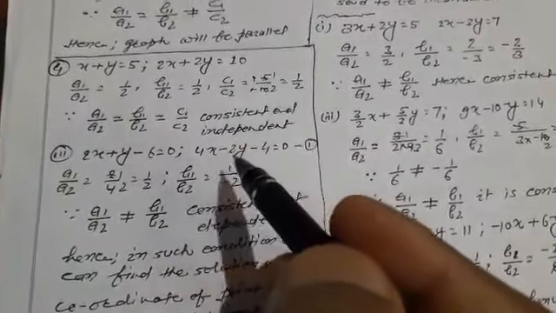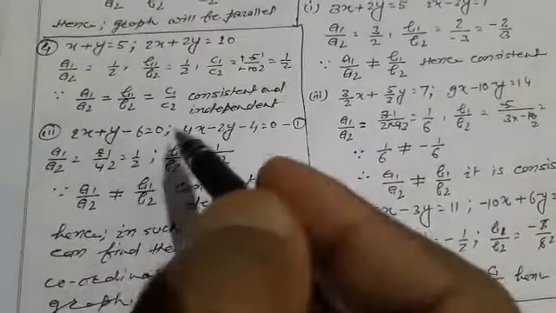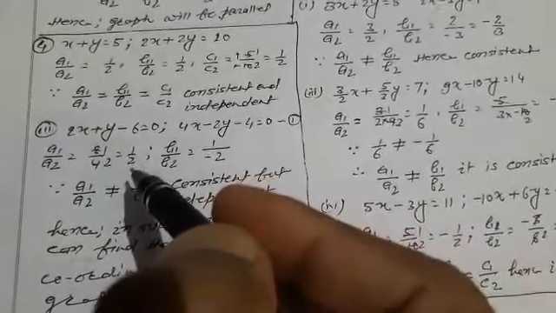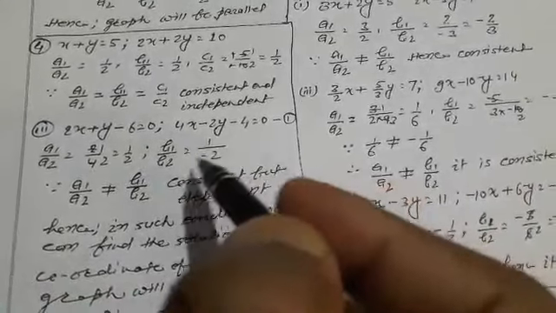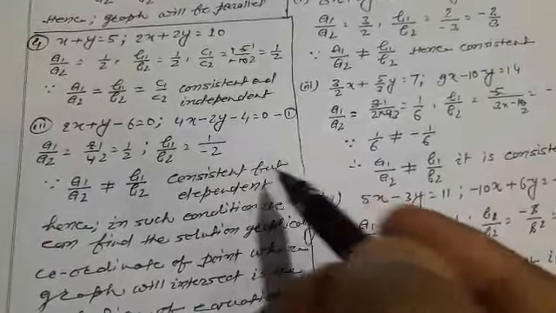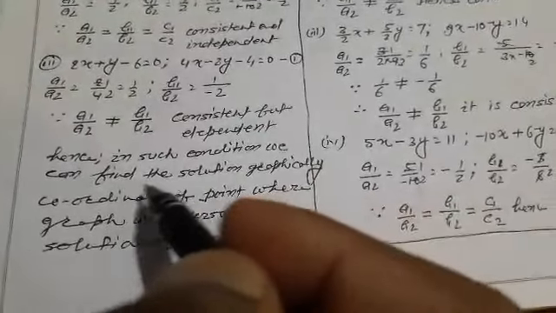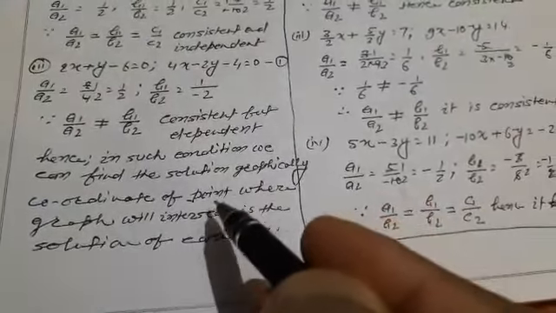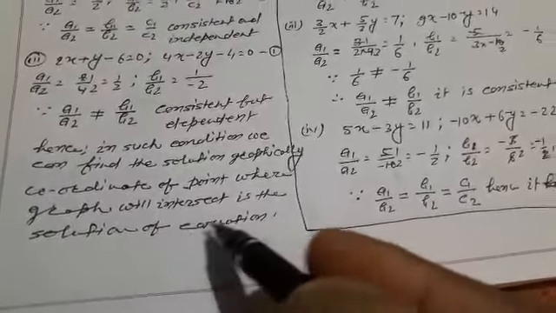2x plus y minus 6 equal to 0, 4x minus 2y minus 4 equal to 0. a1 by a2 becomes 2 by 4, b1 by b2 becomes 1 by minus 2. We see here it is 1 by 2 and minus 1 by 2. Both are not equal because they are equal in number but opposite in sign. Hence it is consistent but dependent, and in such a condition we can find the solution graphically. The point where the graphs intersect is the solution of the system of equations.